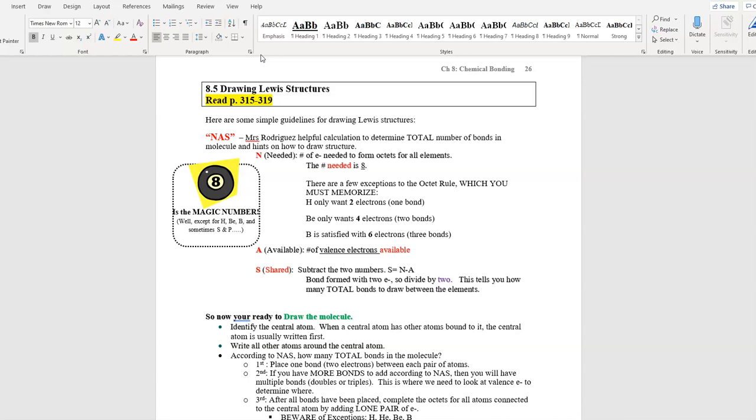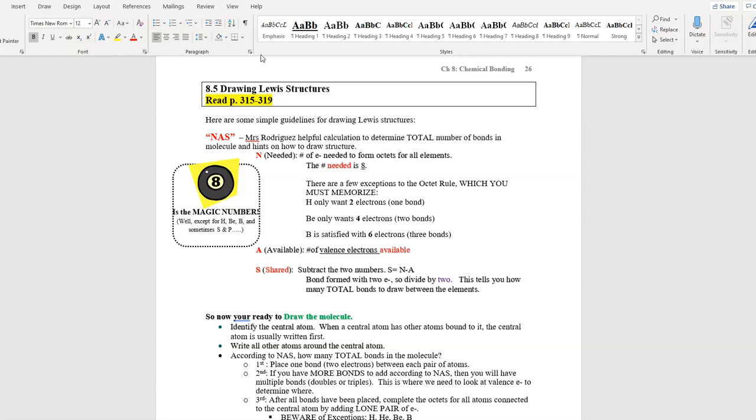We called it the Nas method, okay? And no, I'm not talking about the rapper named Nas. So if you know who I'm talking about, then you're probably laughing at this. Nas is a way to look at valence electrons from the periodic table, okay? So basically, how many do they have and how many do they need, okay?